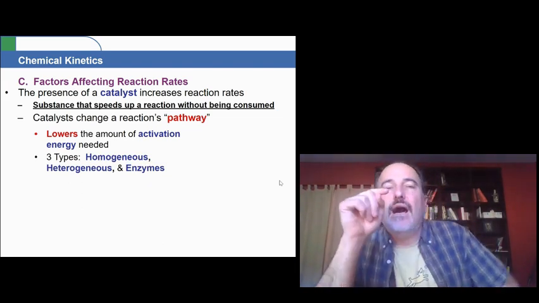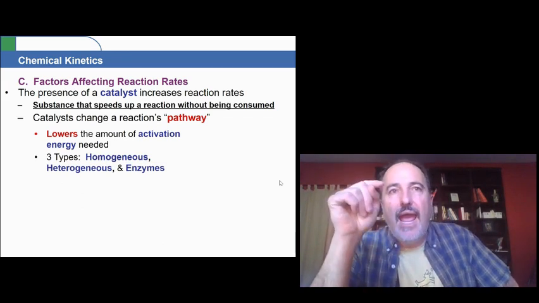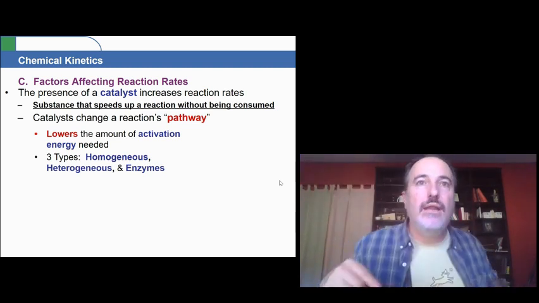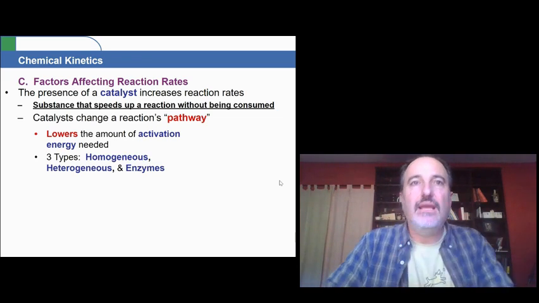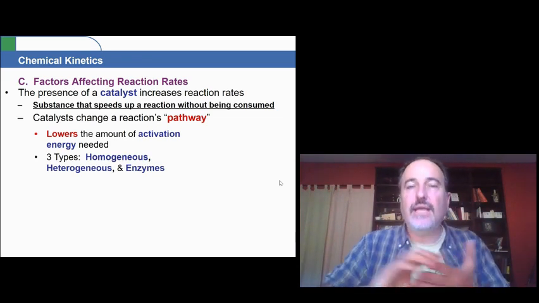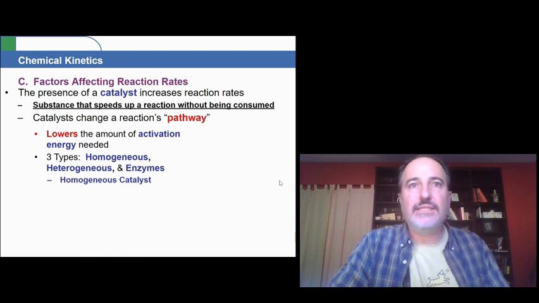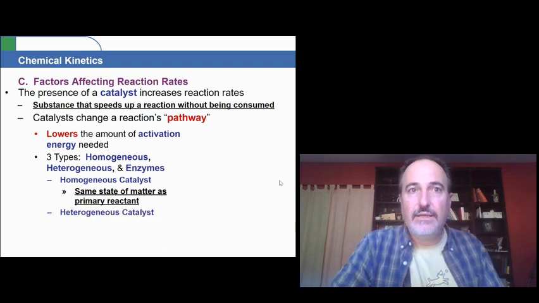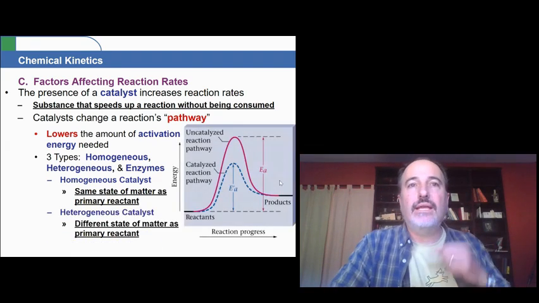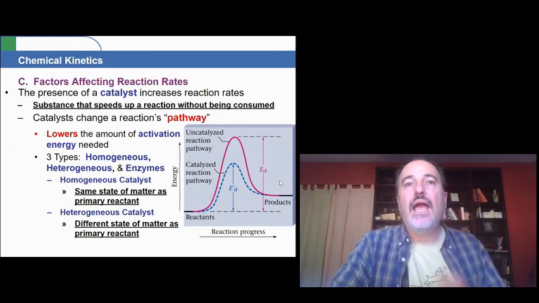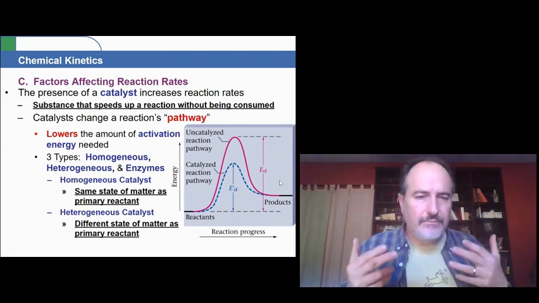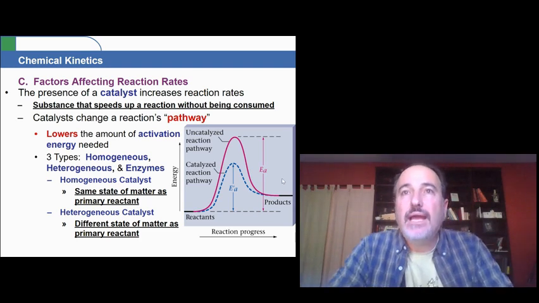Now, there are three types of catalysts, and I want you guys to see, when there's a little demonstration on the three basic types: homogeneous, heterogeneous, and enzymes. Homogeneous catalysts are the same state of matter as the primary reactant. Heterogeneous catalysts are a different state of matter than the primary reactant. And enzymes are catalysts that occur with biological reactions.